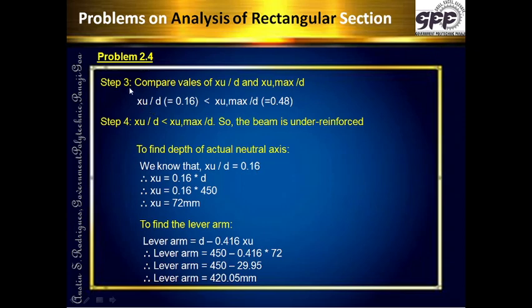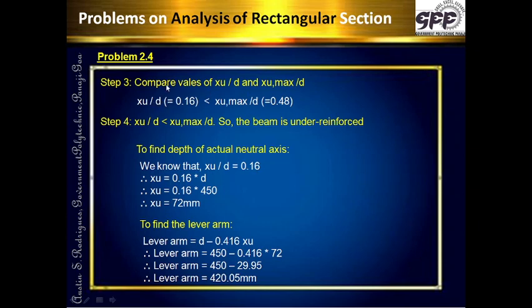Now the next step is to compare the values of XU by D and XU max by D, the actual depth of neutral axis to the effective depth, and the limiting or maximum depth of neutral axis to the effective depth. The actual one is 0.16. We find that it is less than the maximum, which is 0.48.